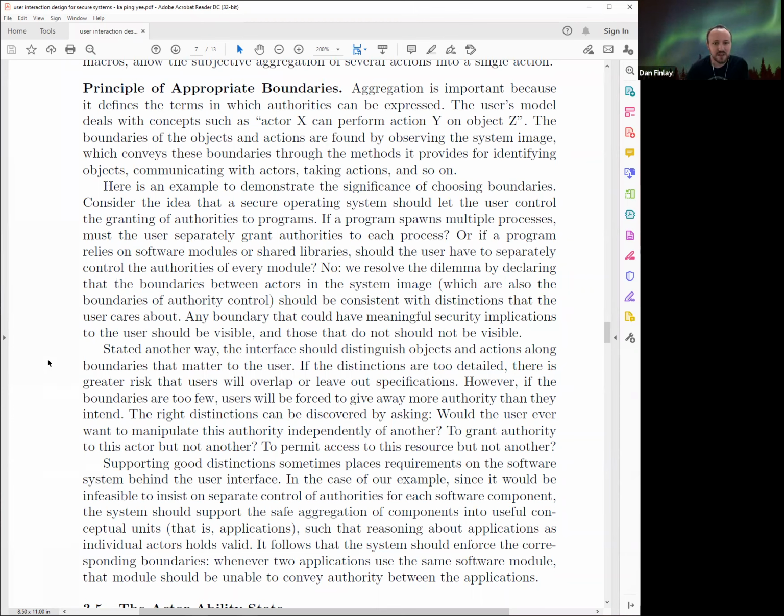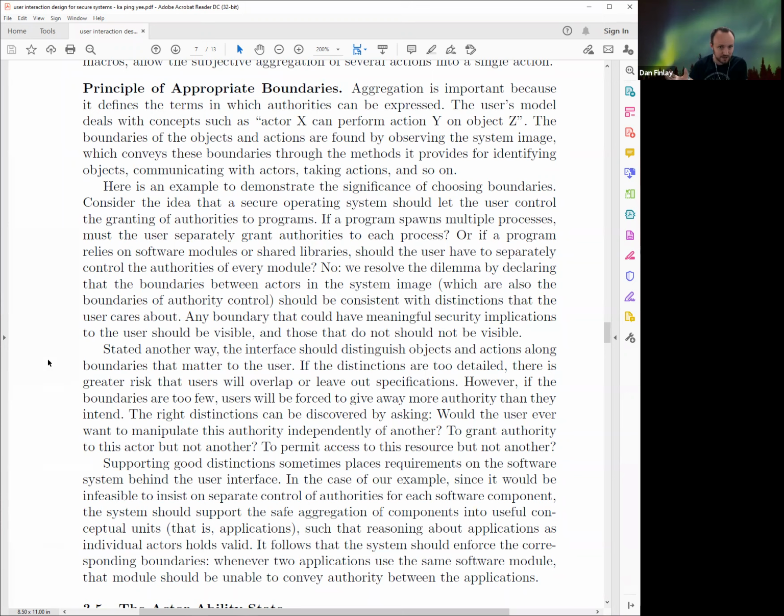Here's an example to demonstrate the significance of choosing boundaries. Consider the idea that a secure operating system should let the user control the granting of authorities to programs. If a program spawns multiple processes, must the user separately grant authorities to each process? Or if a program relies on software modules or shared libraries, should the user have to separately control the authorities of every module? No.